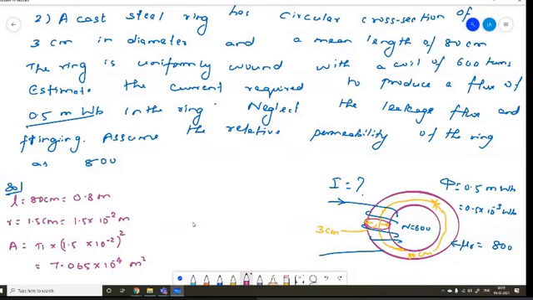And then N is already given, so this is 600 turns. It is also given that flux is 0.5 milliweber and mu r is also given. So we can express this relation to find, we have to ultimately find I.